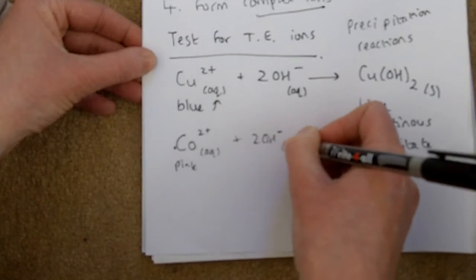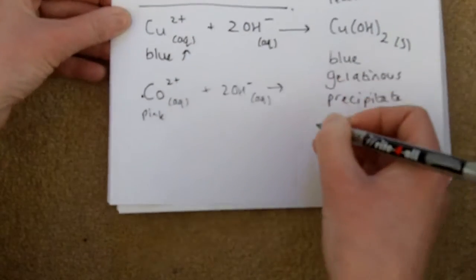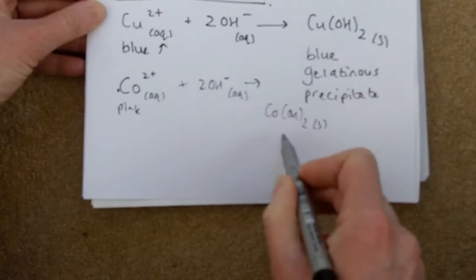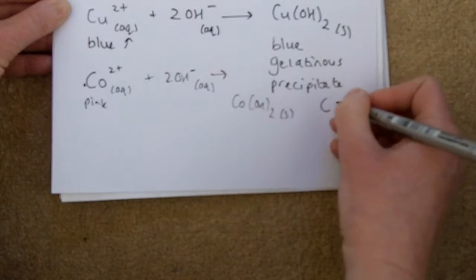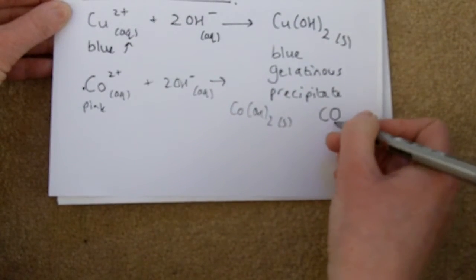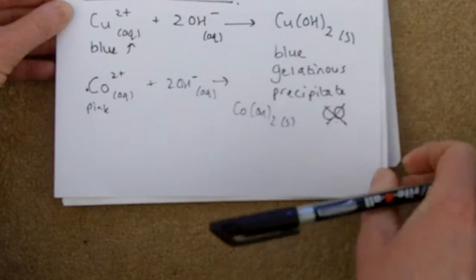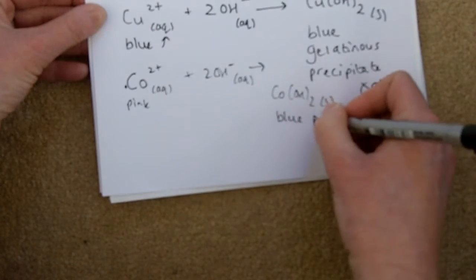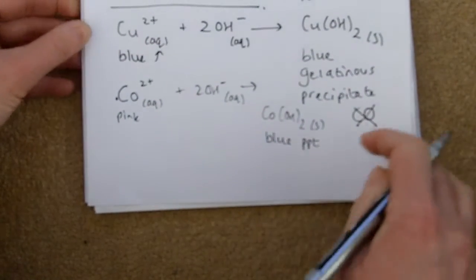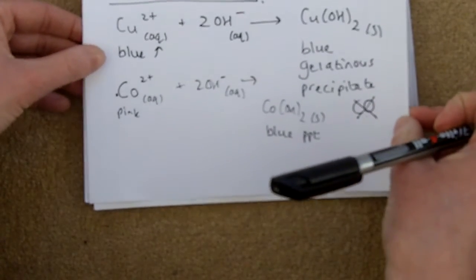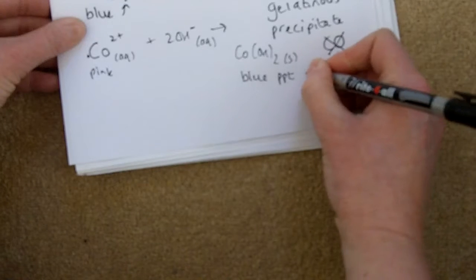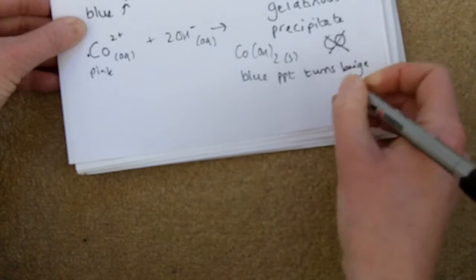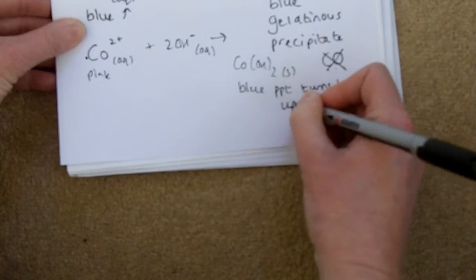You add sodium hydroxide, then you get cobalt hydroxide. Now be careful when you're writing cobalt. Cobalt is not carbon monoxide, okay? It's a small o, so be careful when you're writing it. And this is a blue precipitate, I'm just going to put PPT for precipitate, which turns beige upon standing, which is like a light brown, upon standing.